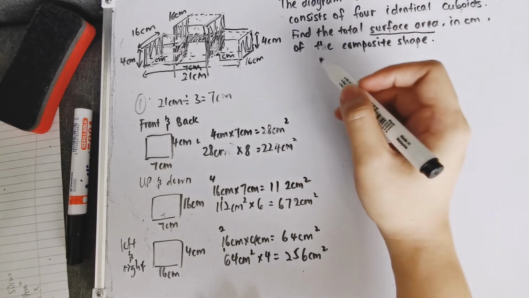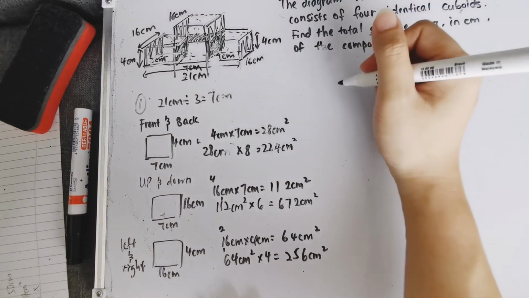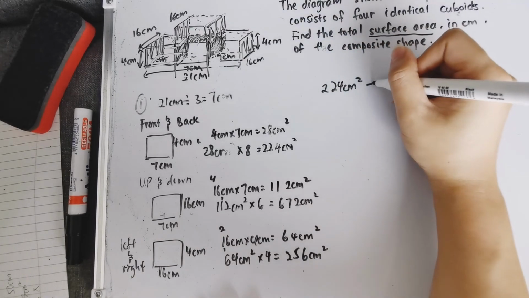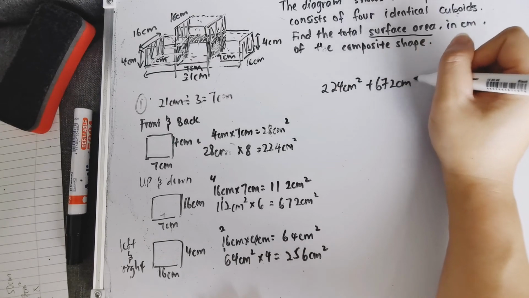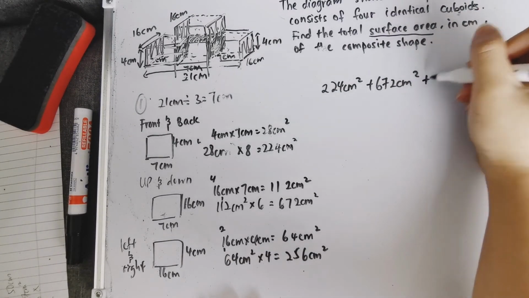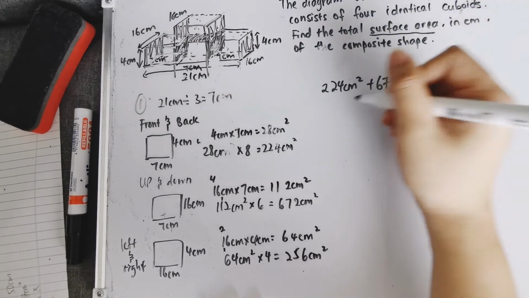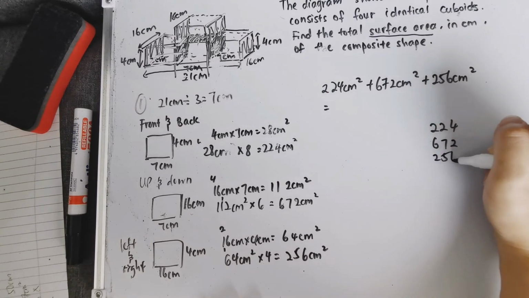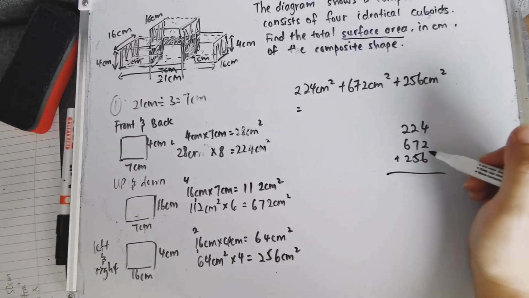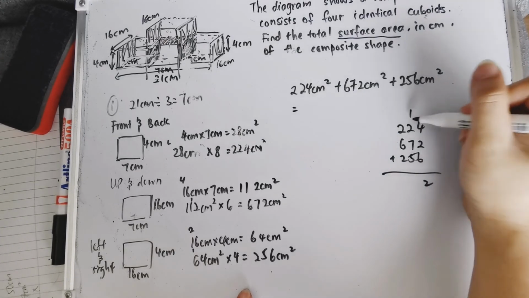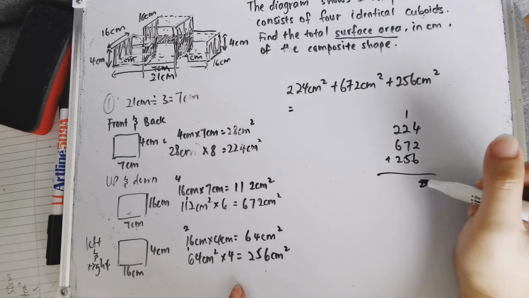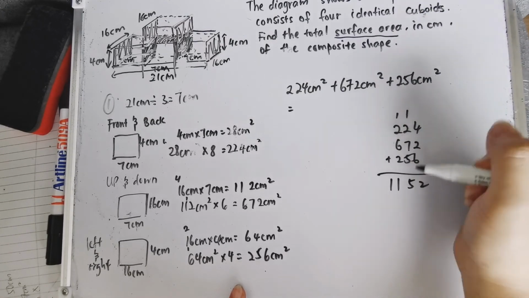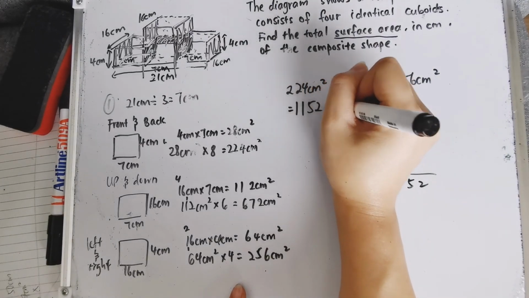Then they ask us to calculate everything. So the first one, 224 cm squared plus 672 cm squared plus 256 cm squared. Okay, so 4 plus 2, 6, 6 plus 6, 12, 1 plus 2, 3, 3 plus 7, 10, 10 plus 5, 15, 1 plus 2, 3, 3 plus 6, 9, 9 plus 2, 11. So it's 1152 cm.